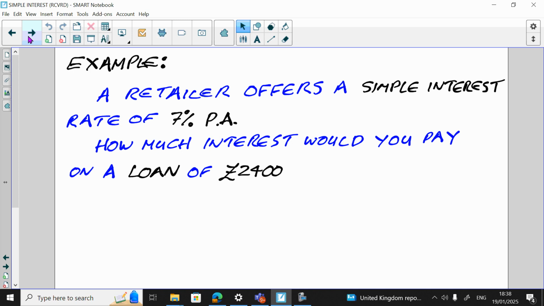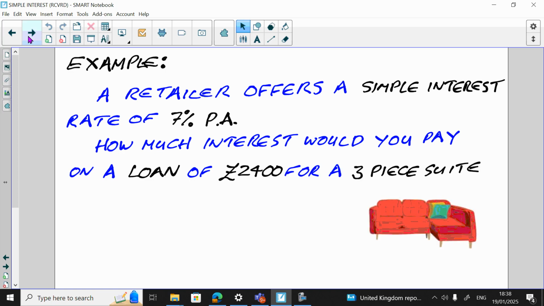So everything depends on these two quantities, the loan amount and the interest amount. So next thing is the time. It doesn't matter if it's a 3-piece suite. Okay. If you don't know what a 3-piece suite is, you can make up your own version of that. Looks like a corner unit to me, actually.